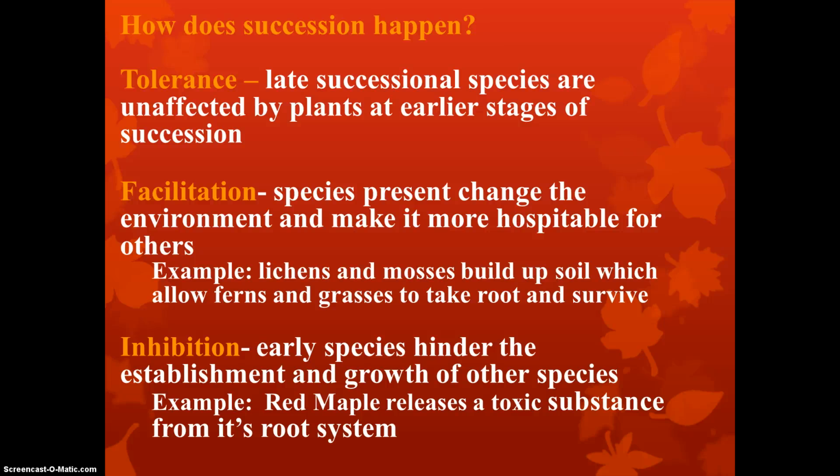And then we have inhibition. This is when early species hinder the establishment and growth of other species. The example here is the red maple again. Red maples release a toxic substance from its root system that makes it impossible for other plants to grow around the maple. So this is a competitive advantage. It forces other plants to live outside of the maple's area so that it can keep all the sunlight and all the nutrients and all the water for itself, but it also inhibits further succession.